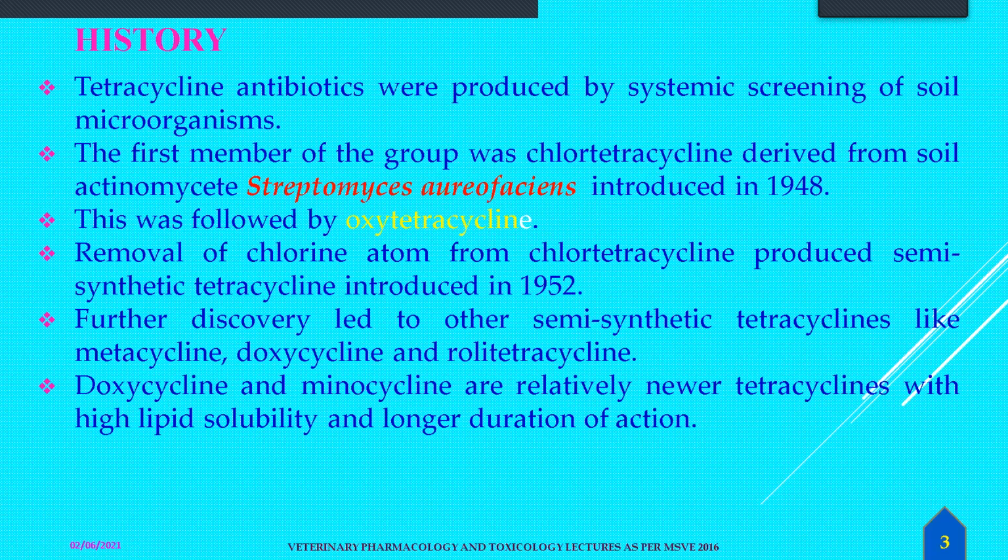And removal of the chlorine from the ring, the chloride moiety in the structure of chlorotetracycline, produced semi-synthetic tetracycline, which was introduced in 1952. Later it was developed further. Further discovery led to other synthetic tetracyclines like methacycline, doxycycline, and rolitetracycline. Among these, doxycycline is also one of the very commonly used drugs in canine practice for the treatment of ehrlichiosis.